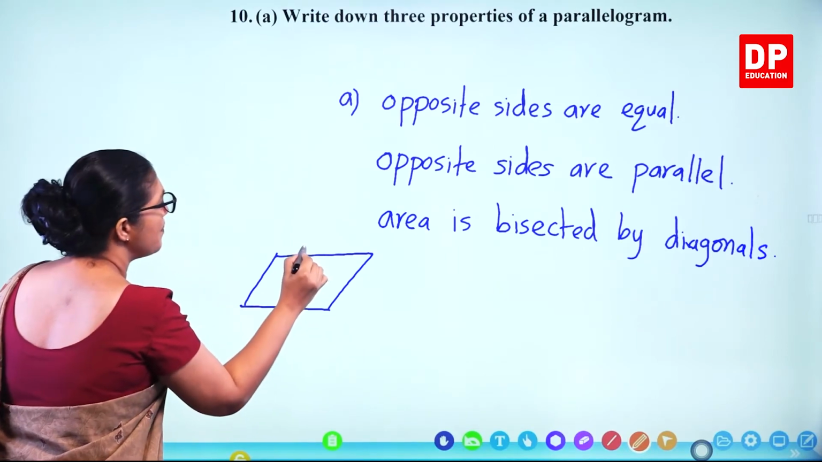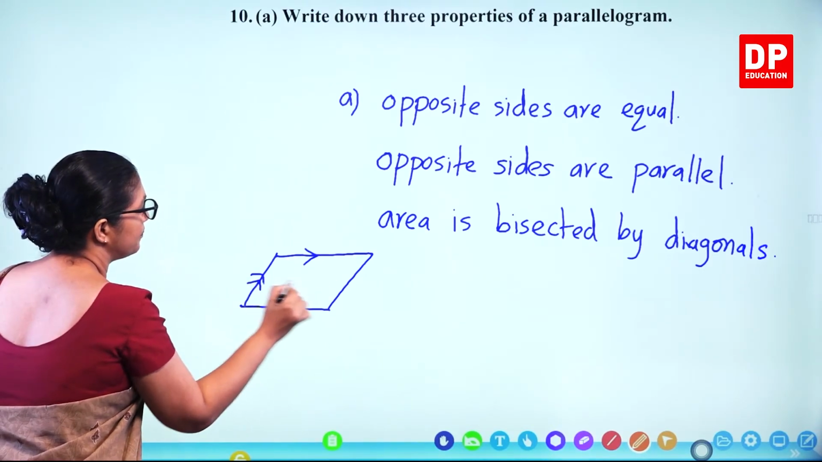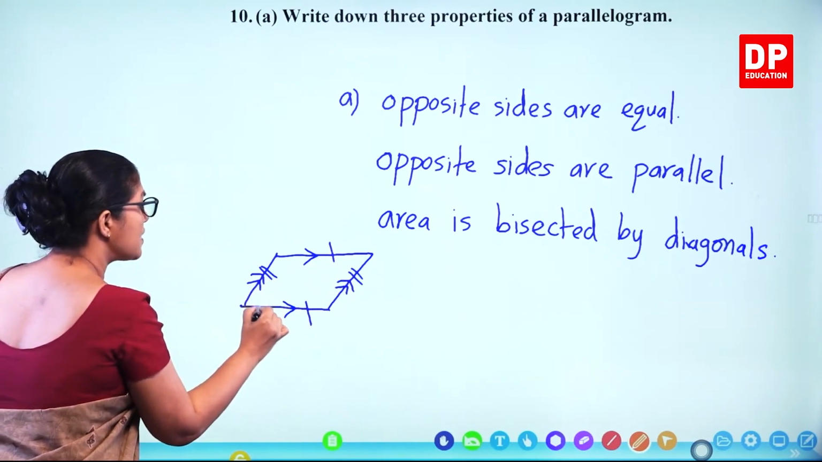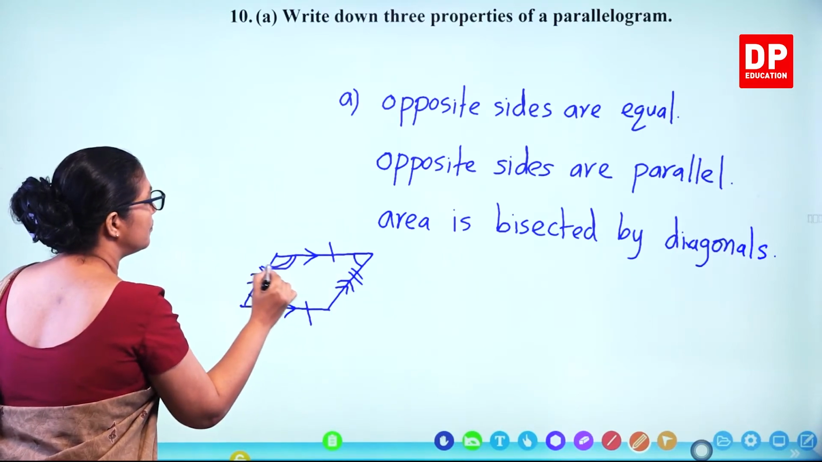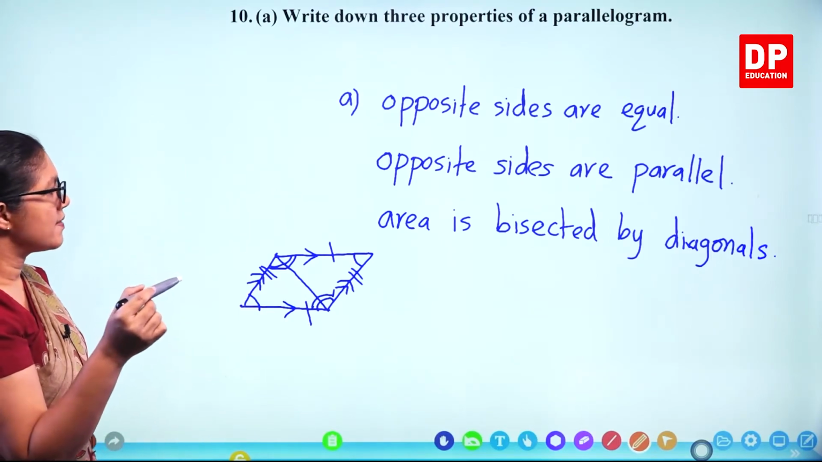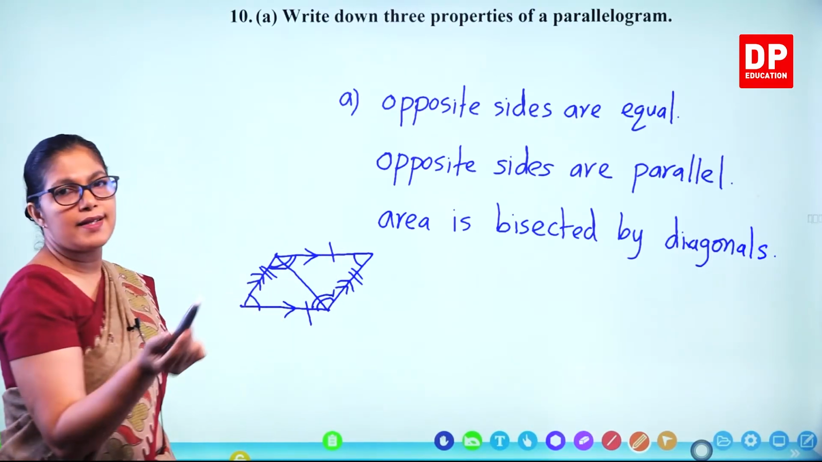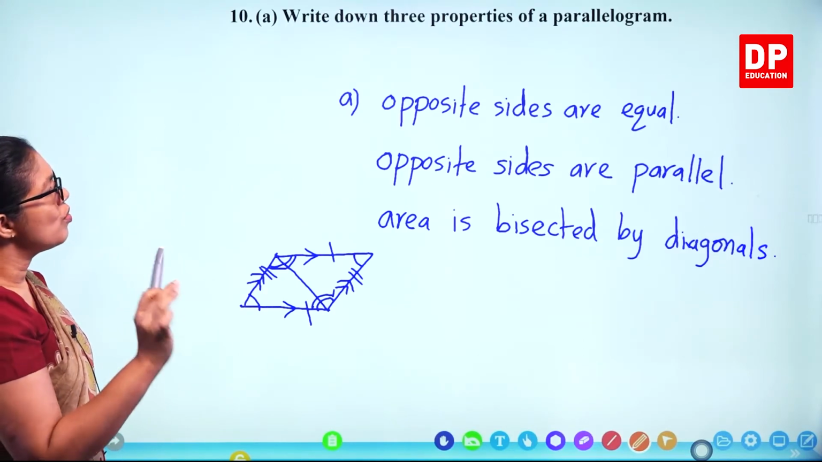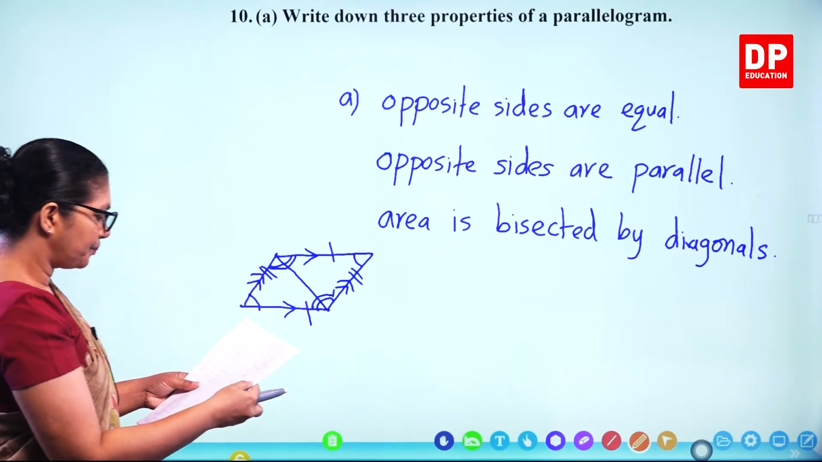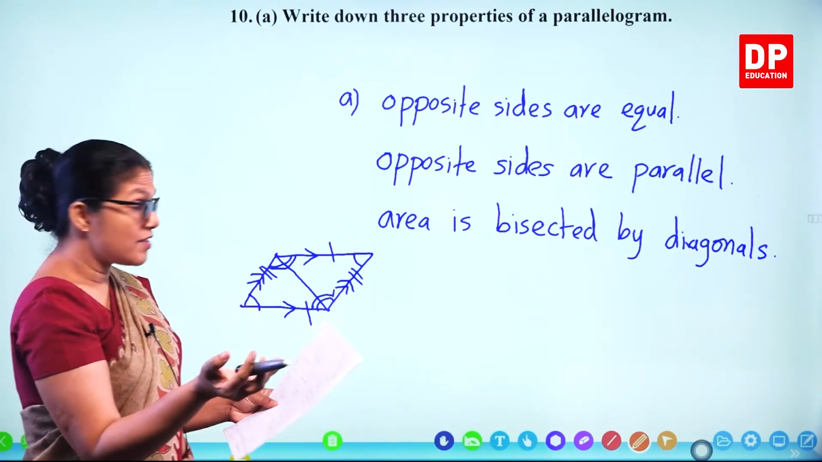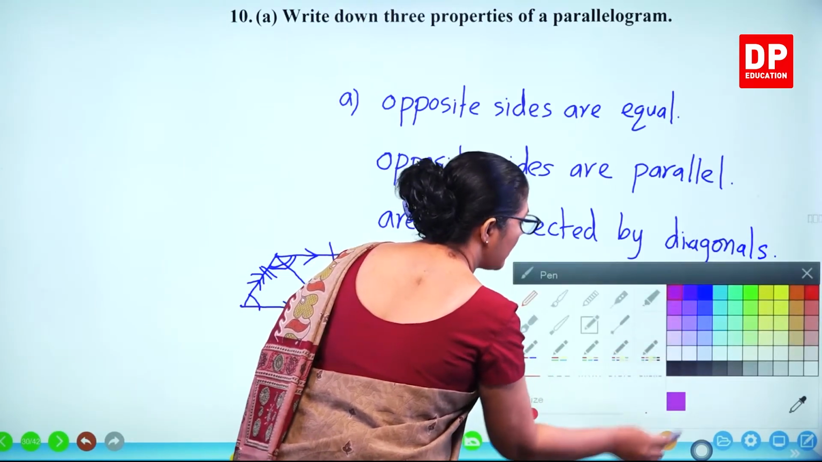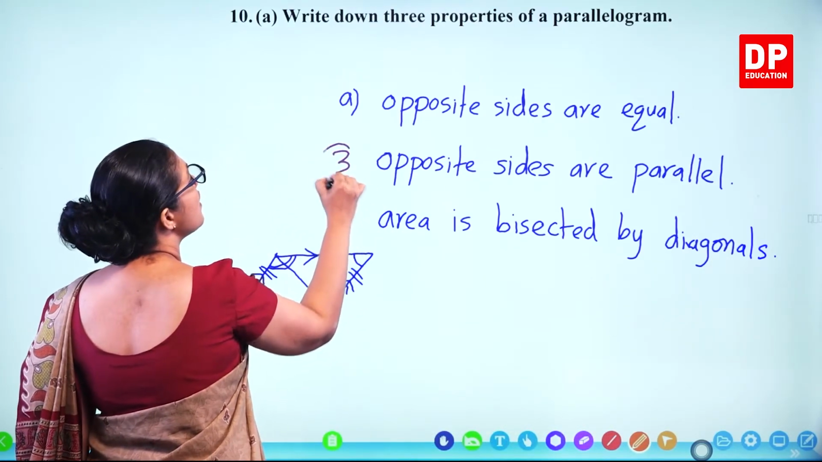If it's a parallelogram, opposite sides are parallel. Opposite sides are equal. And opposite angles are equal. And from the diagonals, the area is bisected. From both diagonals, you can divide the area into 2 equal parts. So you get 3 marks. Diagonals bisect each other, so that's also possible. So 3 marks you can get for writing 3 properties.